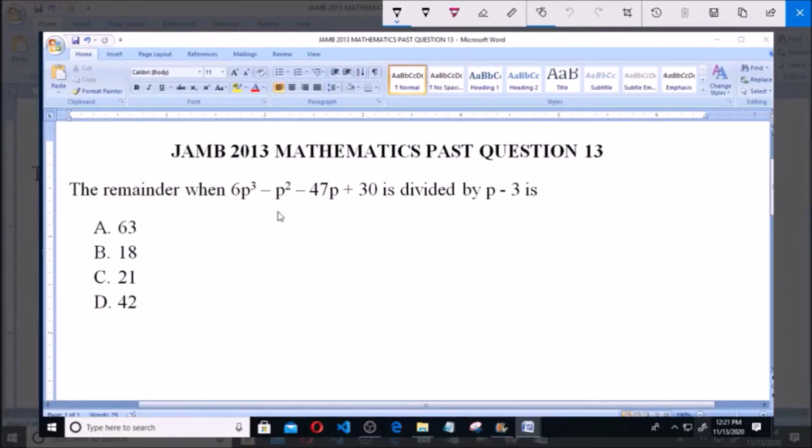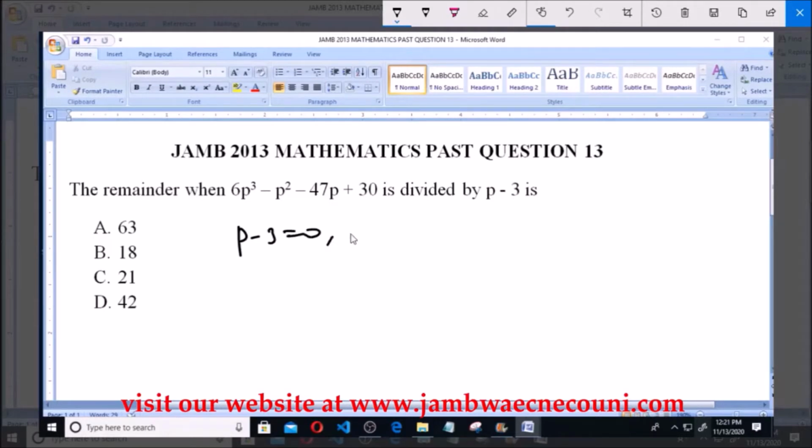I'll be answering JAMB 2013 Mathematics Past Question 13. The remainder when 6p cubed minus p squared minus 47p plus 30 is divided by p minus 3 is... Now when this expression is divided by p minus 3, it simply means that p minus 3 is a factor of this number. So we can simply say since p minus 3 is equal to 0, therefore p is equal to 3.